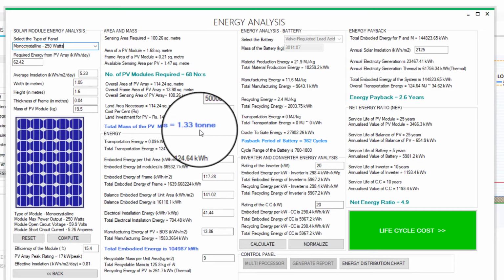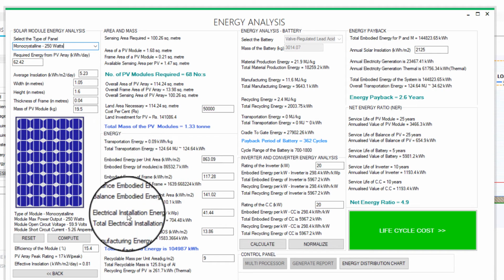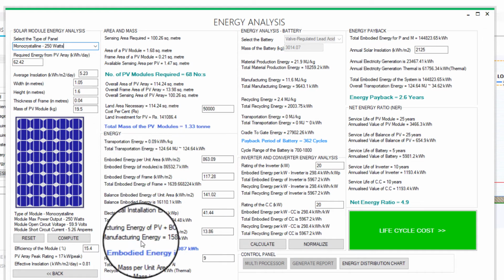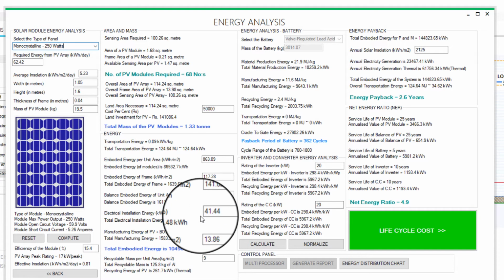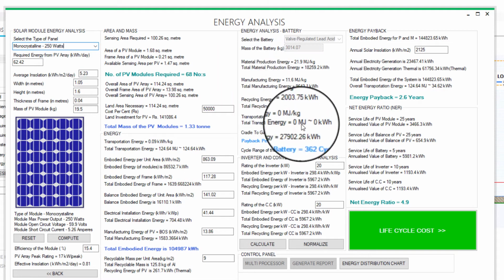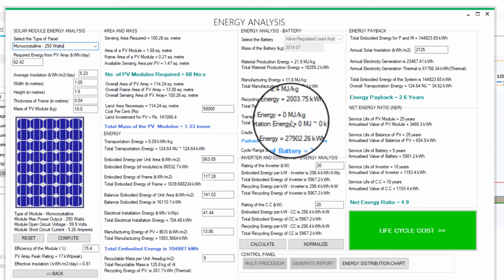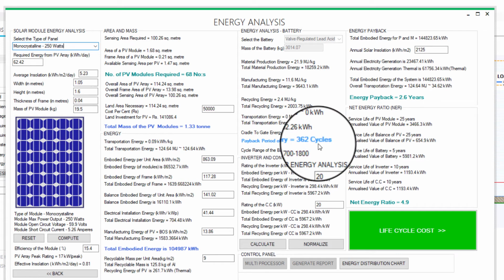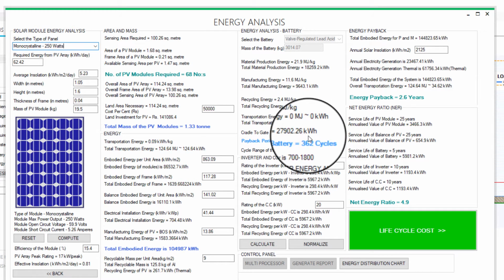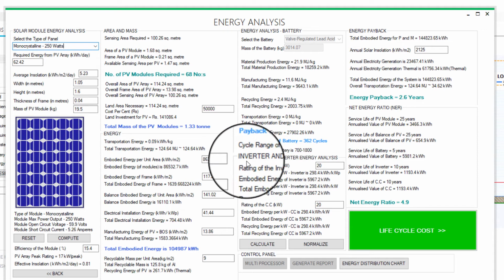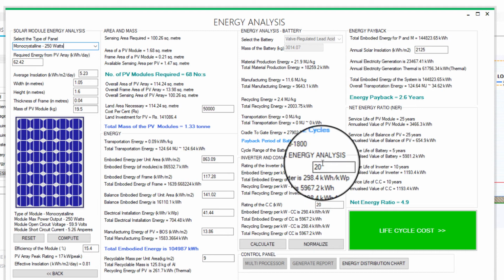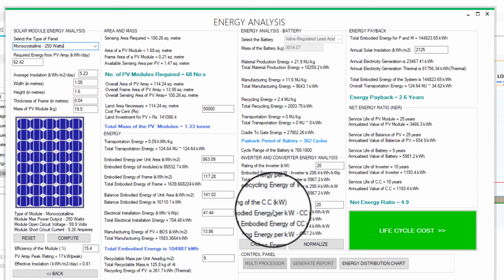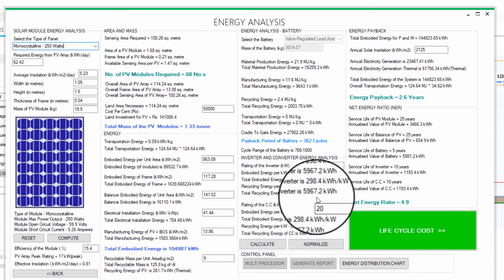And these are all energy data, what is the energy consumed for the production of different types of components. This shows the energy analysis of the battery. So we have payback period cycles. This is the cycles, how many cycles until you get the energy back, and this is the inverter and converter energy analysis. A rating of the inverter is given here, that is 20 kilowatt for the particular system being designed, and this is the rating of the charge controller, which is designed for 20 kilowatt.